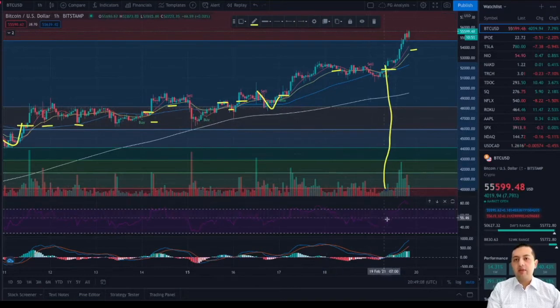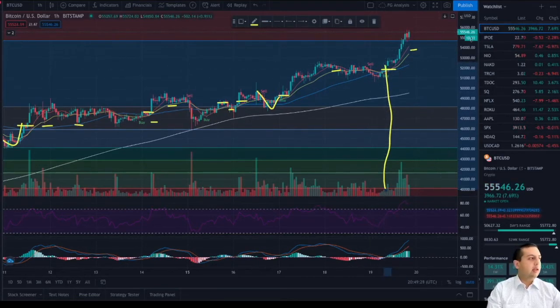When everything comes in our side and we have multiple confirmations, like here we have price going up, we have indicators here going up, we have confirmation of support here. This means that our trade has a high probability of working and it's a trade that you should be taking. So that's it for the system.